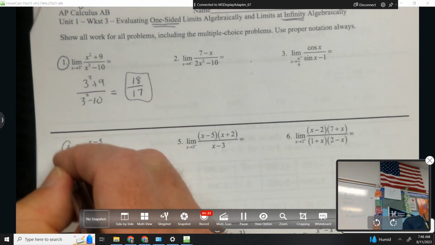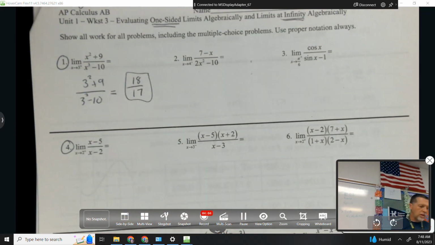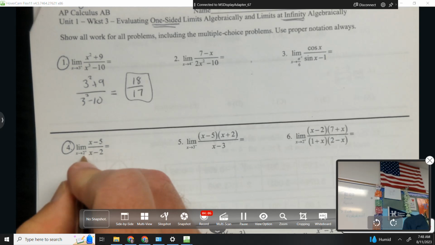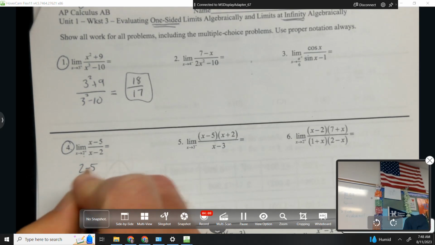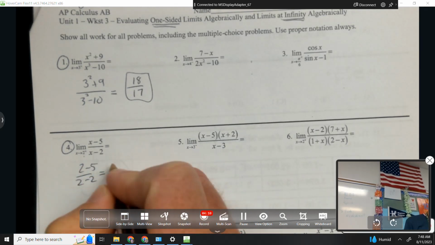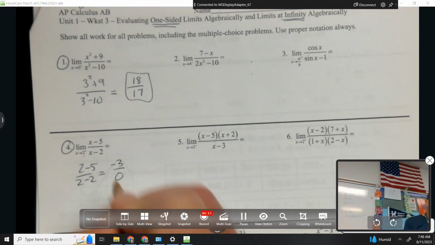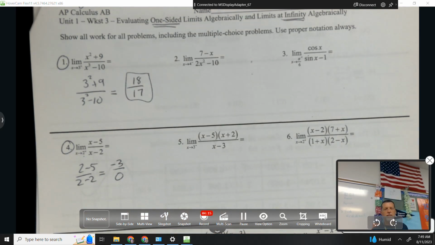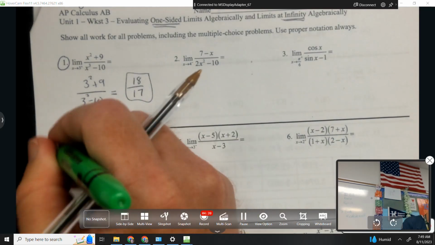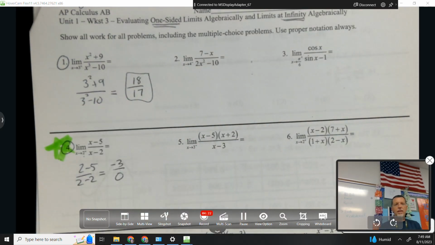Let's jump down to number 4. Speaking of worrying about things. So if I plug in 2 minus 5 over 2 minus 2. Well, that would be negative 3 over 0. Uh-oh. So this is our uh-oh case. So it's going to infinity, but I need to be thinking if it's positive infinity or negative infinity. So I need to know if that 0 down there is like a positive 0 or a negative 0.